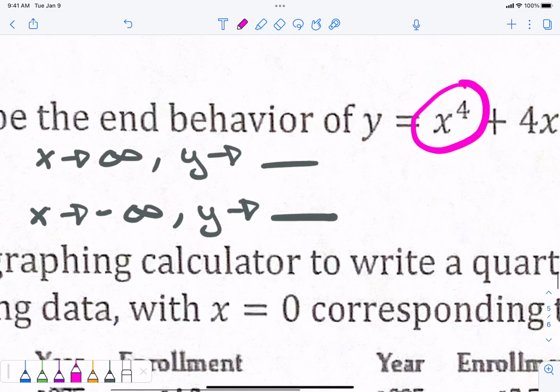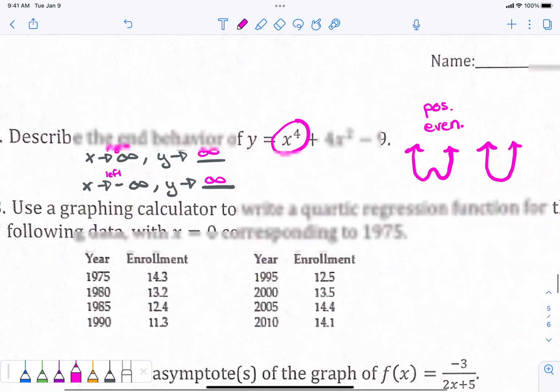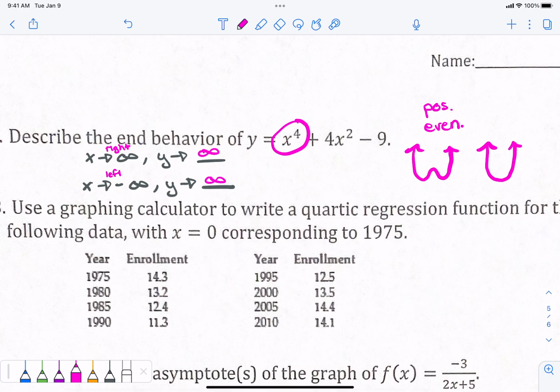So "as x goes to infinity" is like saying the right side. Infinite x's are on the right, negative infinite x's are on the left. On the right side he's going up, so I put infinity. Left side he's also going up, so I put infinity. Questions about that? That one should be a little quick.